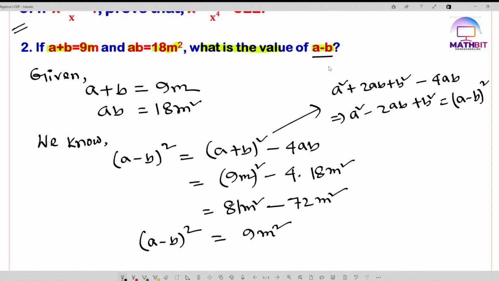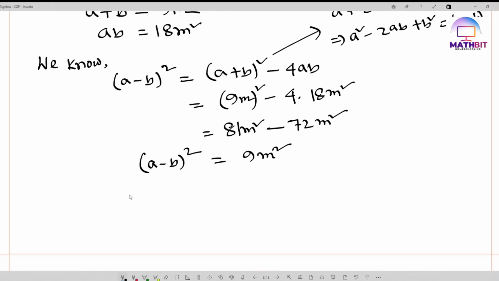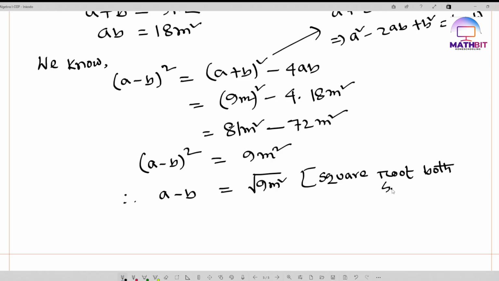Our target is to find the result of a minus b. So a minus b equals the square root of 9m square, taking the square root of both sides, right? The square root of 9 means 3, and the square root of m square becomes m, and we should write plus and minus here. So this is our answer.